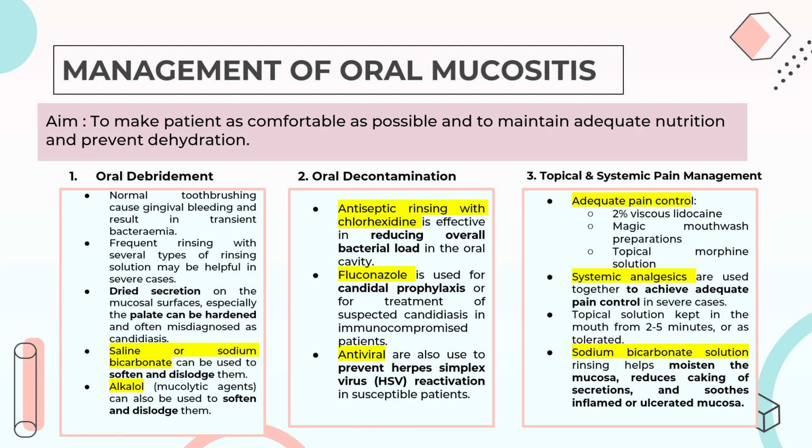The third one is topical and systemic pain management. For adequate pain control, we can give 2% viscous lidocaine, magic mouthwash preparations, and we can give topical morphine solution. Systemic analgesics are used together to achieve adequate pain control in severe cases, and sodium bicarbonate solution can help moisten the mucosa, reduce caking of secretions, and soothe inflamed or ulcerated mucosa.